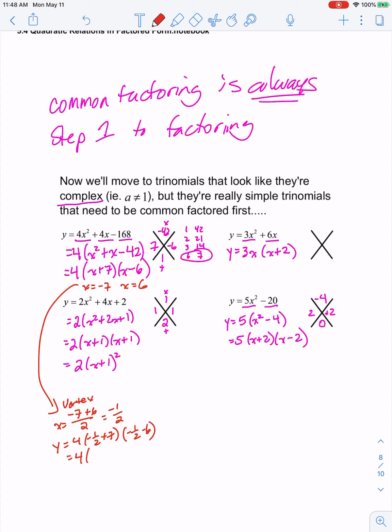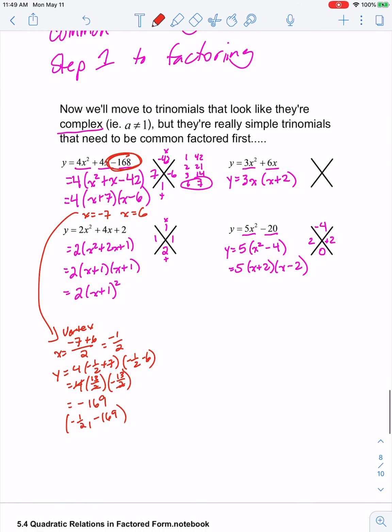Then substitute back in: 4 times negative 1/2 plus 7 times negative 1/2 minus 6. That's 6 1/2, so 13 halves, and negative 13 halves. And then this 4 will cancel out both of those 2's, and that gives us negative 169. So then the vertex is at negative 1/2 and negative 169. The x-intercepts are at negative 7 and 6, and we already know the y-intercept is negative 168. So we've got all the information that we need to draw it. That can work for all of these questions. I just wanted to show you the one.